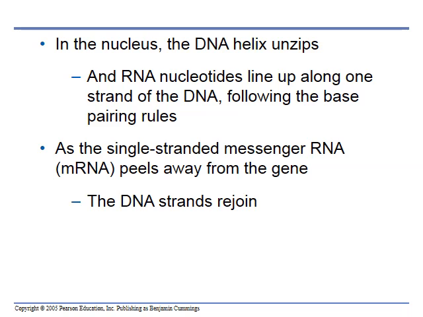All right, so in the nucleus, the DNA helix unzips. Your RNA nucleotides line up along your DNA, going with the base pair rules, right? And you get a single-stranded messenger RNA that peels away from the gene. The DNA strand then rejoins, and it stays in the nucleus.